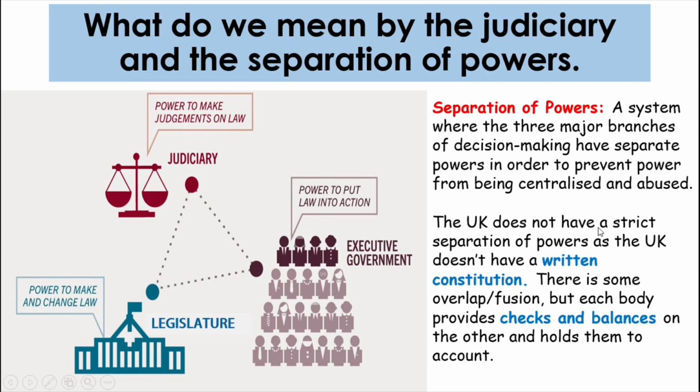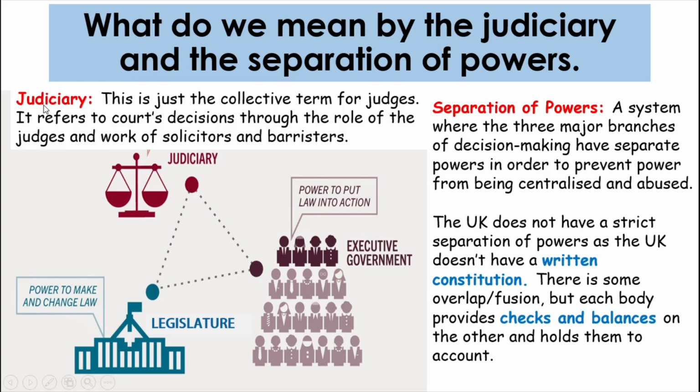The UK does not have a strict separation of powers, as the UK doesn't have a written constitution. There is some overlap and fusion, but each body provides checks and balances on the other and holds them to account. What we mean by checks and balances is just checking on the other bodies and making sure that they're not making mistakes, abusing their power, and ultimately they're holding each other to account. Remember, judiciary is just the collective term for judges. It refers to courts' decisions through the role of judges and work of solicitors and barristers in court.